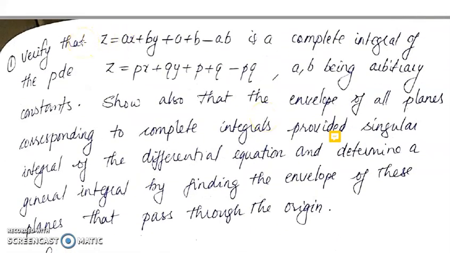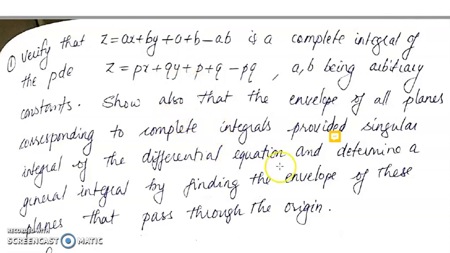So the question is, verify that z equal to ax plus by plus a plus b minus ab is a complete integral of the PDE z equal to px plus qy plus b plus q minus pq, a and b being arbitrary constants. Show also that the envelope of all planes corresponding to complete integrals provides the singular integral of the differential equation, and determine a general integral by finding the envelope of the planes that pass through the origin.